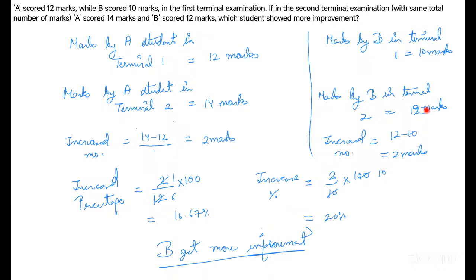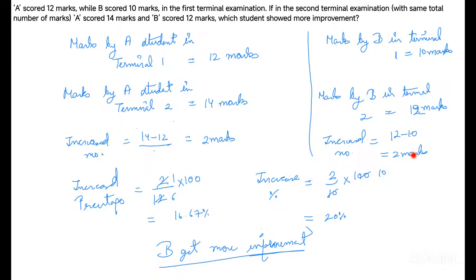Is there any problem here? Now what is the increase? Like we got 14 in Tamil examination 2 and in Tamil examination 1 he got 12. So 14 minus 12 is 2 marks. He gets an improvement of 2 marks. In the same way, B also got 2 marks as an improvement. But many students will write that both show the same improvement. It is not like that.